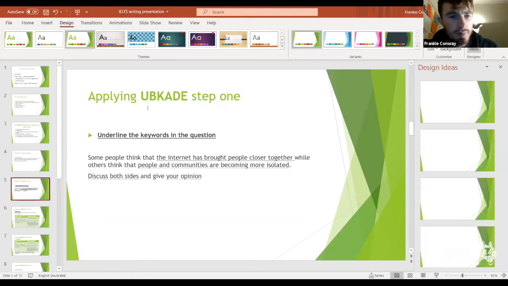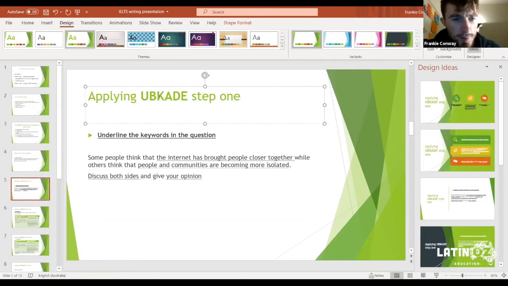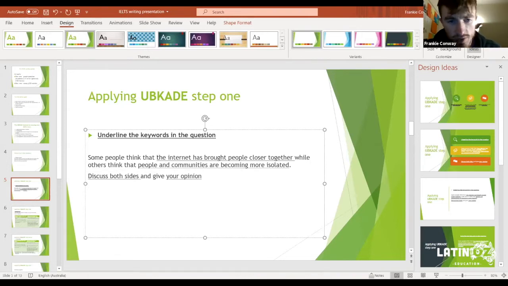So what I've done, guys, I've applied my own formula, UPCADE, to this question. So what are the key words? I'm underlining the key words. So the way I see it, guys, I know it's a discuss both sides question, giving my opinion. And I can see that there's a split between the internet being essentially good for our social health and the other side, internet being a little bit detrimental to our social health. So that's essentially the split that I identified.